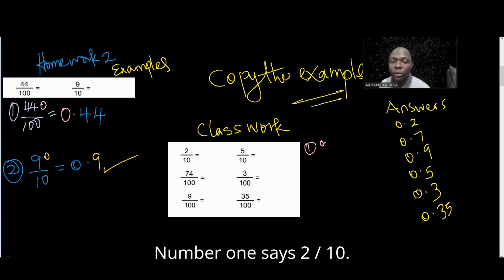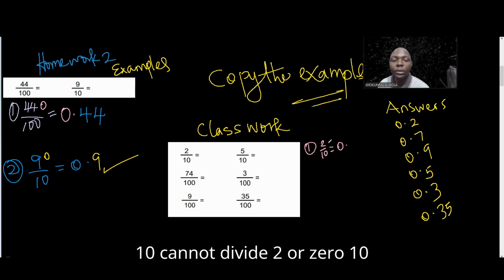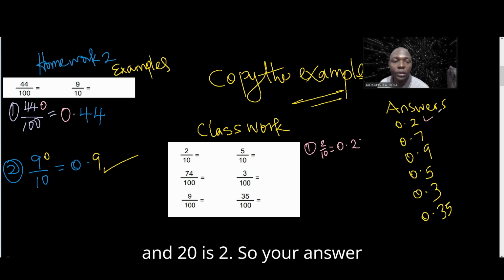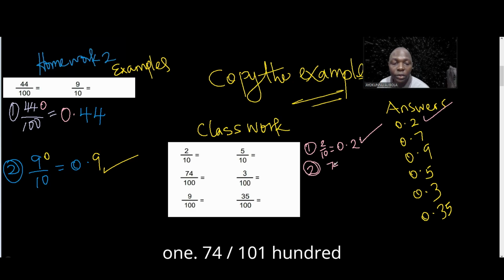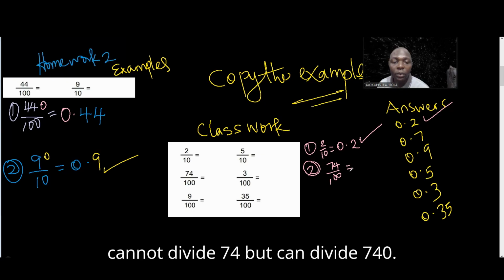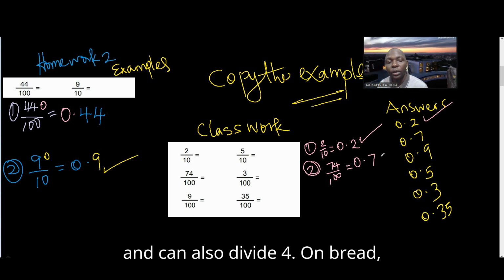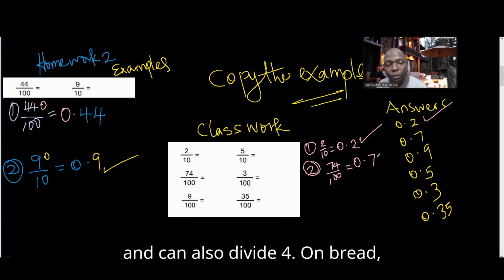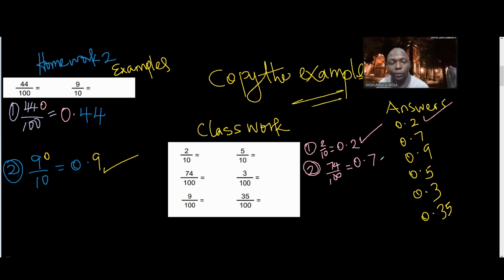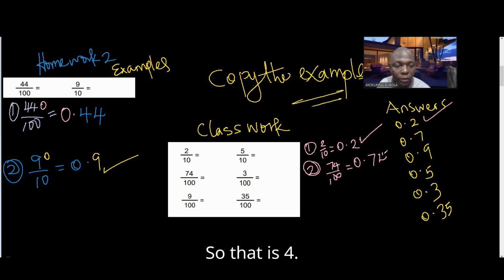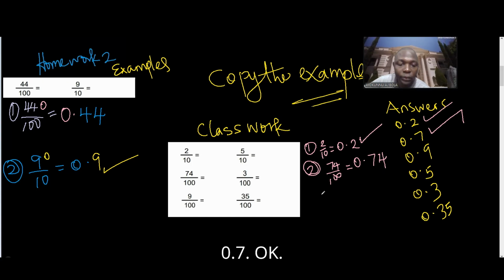Number 1 says 2 divided by 10. 10 cannot divide 2 because 0. 10 in 20 is 2. So your answer is correct as 0.2. Then the second one, 74 divided by 100. 100 cannot divide 74 but can divide 740. That's 7 times remainder 4. And can also divide 400, because we got to put 0 by the 40. So that is 4. So it's 0.74, not 0.7. Okay?